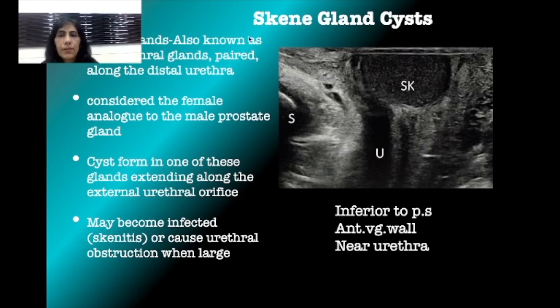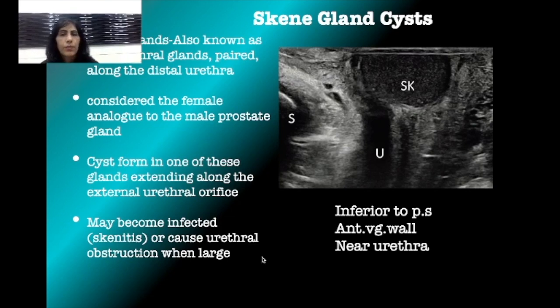Skene glands, also known as the periurethral glands, are paired along the distal urethra. They are considered the female analog to the male prostate, and the cysts form in one of these glands extending along the external urethral orifice. They can get infected and may even cause urethral obstruction when they are large. Like in this case also, you can see the urethra is collapsed in this area, which is showing you that there is an obstruction, likely because of this Skene gland enlargement and infection.